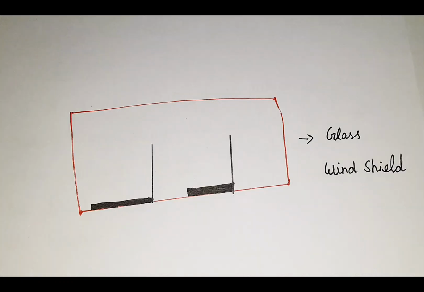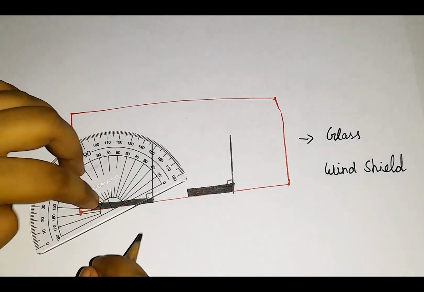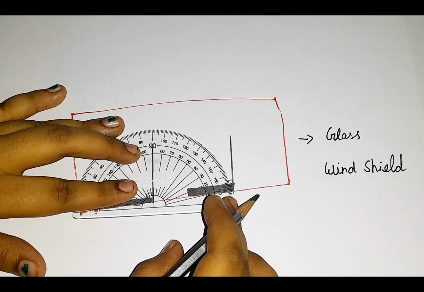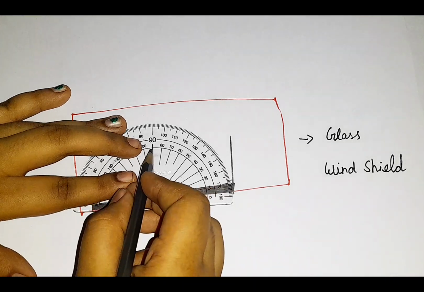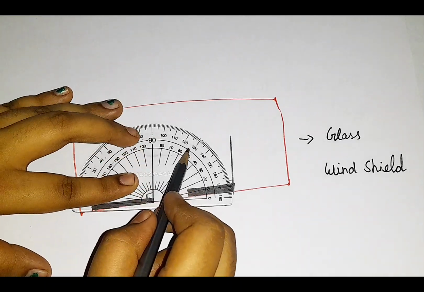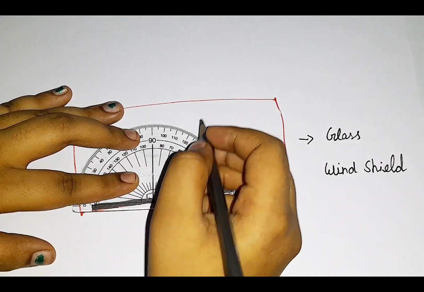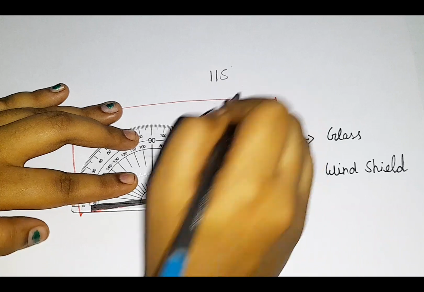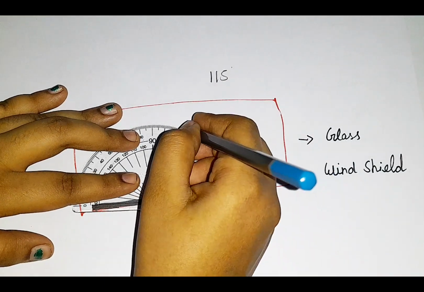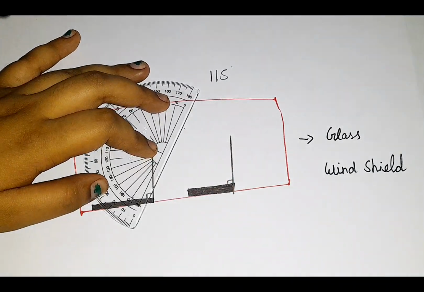Since you know this is 90 degrees, let us use the protractor. Let us keep it at the 90 degree point. Now the line is straight at 90 degrees. When you come to this side, we get 115, after 110. We are supposed to get 115, so at this point it is 115 degrees. Let us join that point.